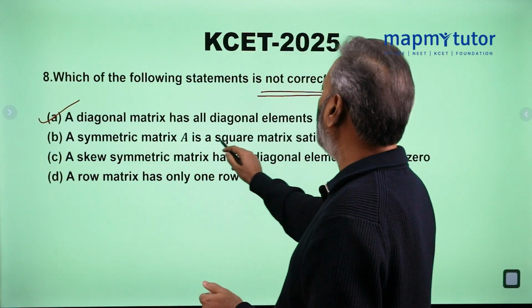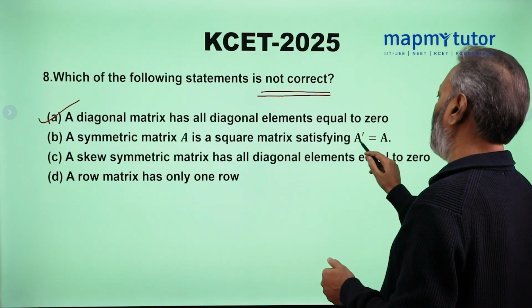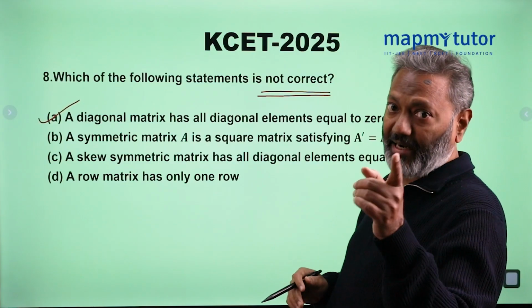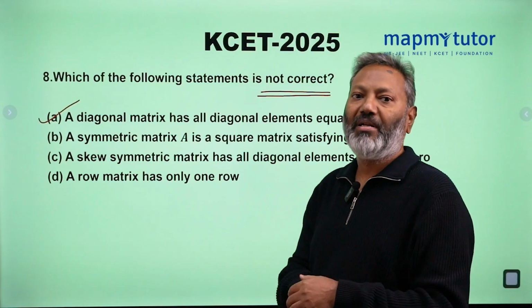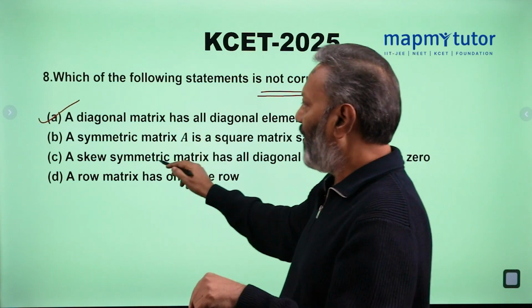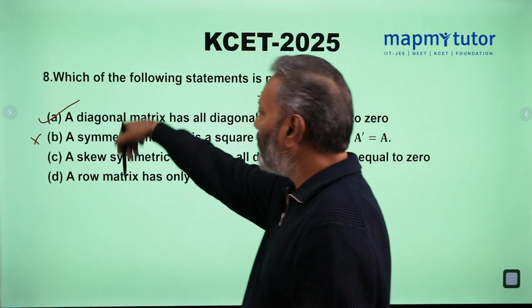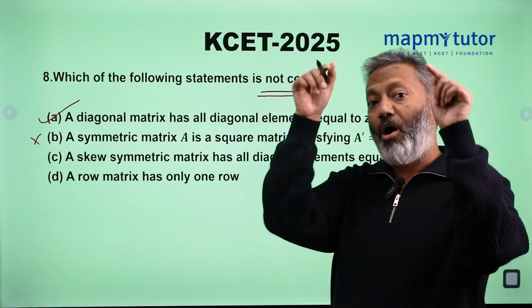A symmetric matrix A is a square matrix which satisfies A dash is A. A dash means A transpose. Of course, it is the definition of symmetry. That means this statement is correct. But according to our question, it is wrong. Why? I am asking for the not correct statement.